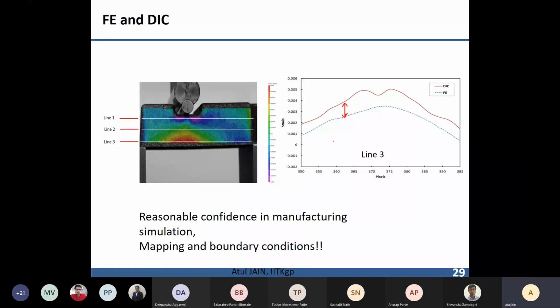This is because in real life, the material is behaving in a non-linear manner. There is damage, and because there is damage, there is going to be loss of stiffness. Loss of stiffness means increase in strain. Our modeling is fully linear elastic, but the trend you can see is actually quite good. And so we can say we have reasonable confidence in the manufacturing simulation, also in the mapping and the boundary conditions that we have applied.